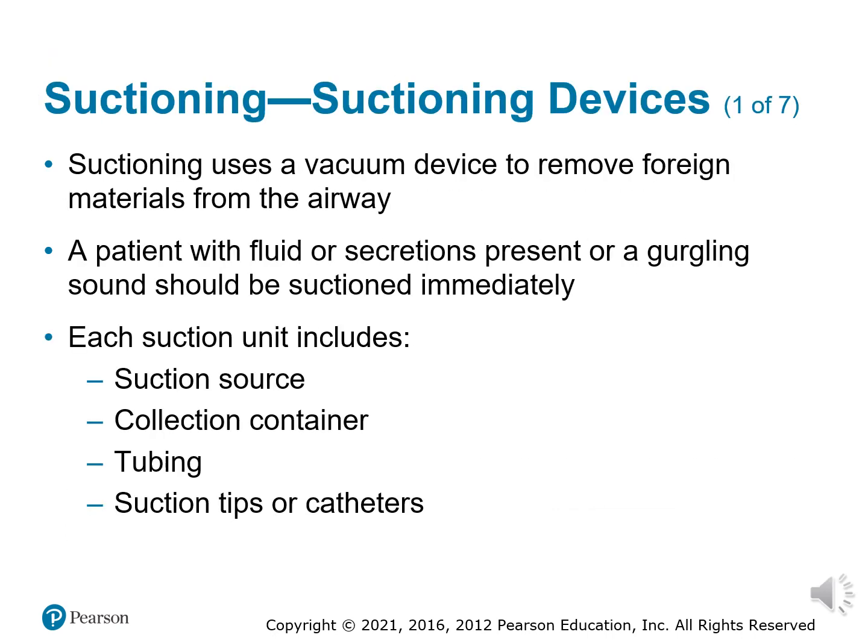Suctioning devices. Suctioning uses a vacuum device to remove foreign material from the airway. A patient with fluid or secretions present or a gurgling sound should be suctioned immediately. Each suction unit includes a suctioning source, a collection container, tubing, suction catheters, and tips.